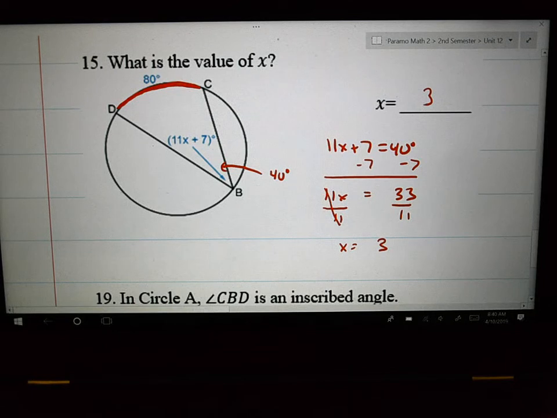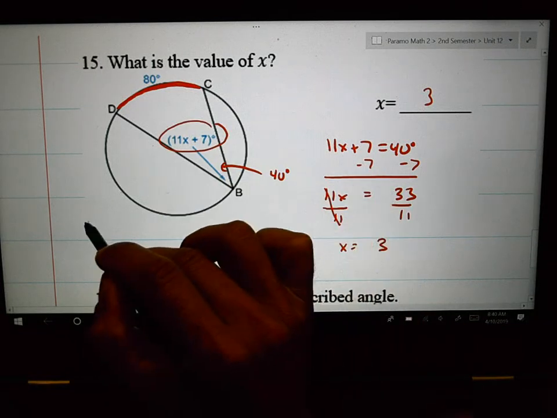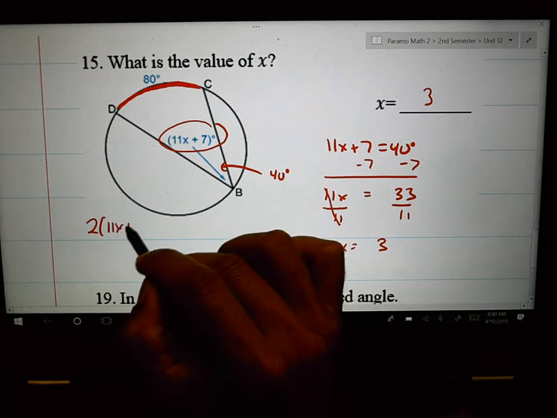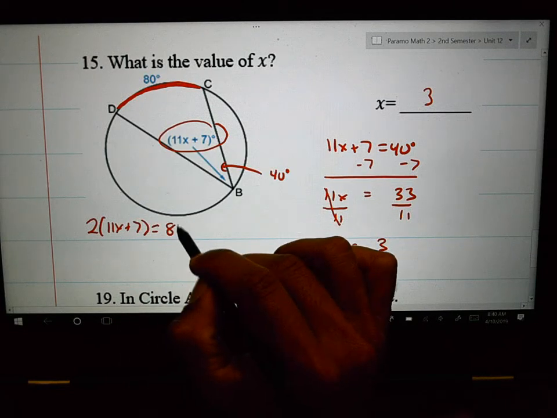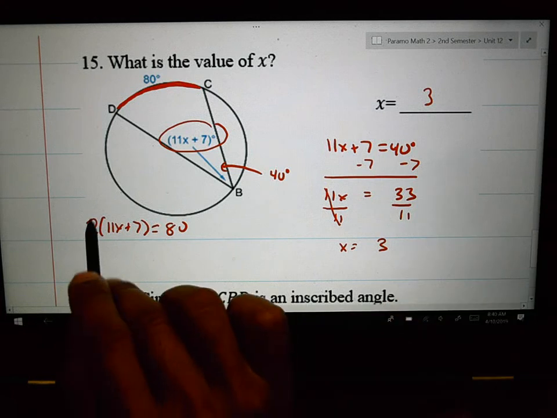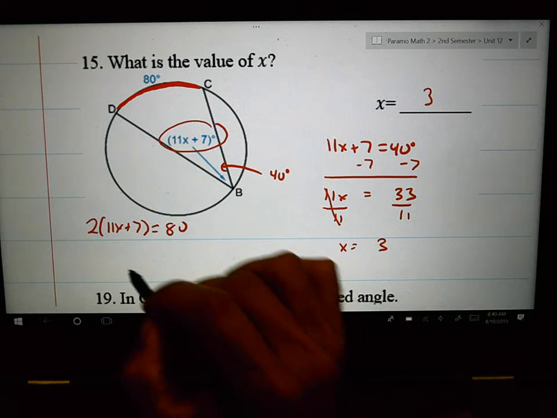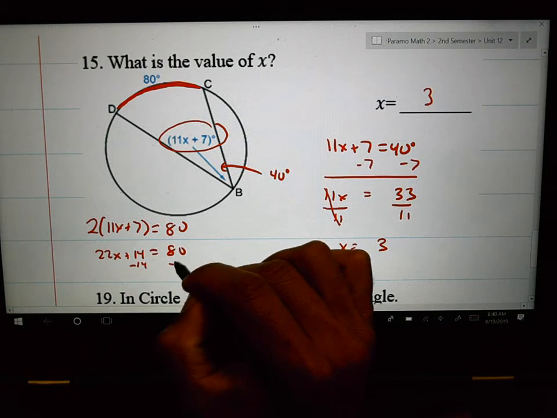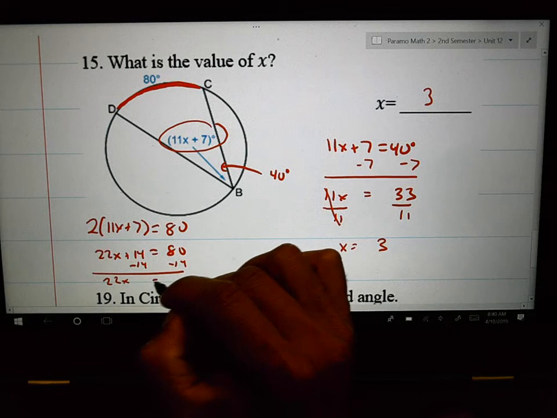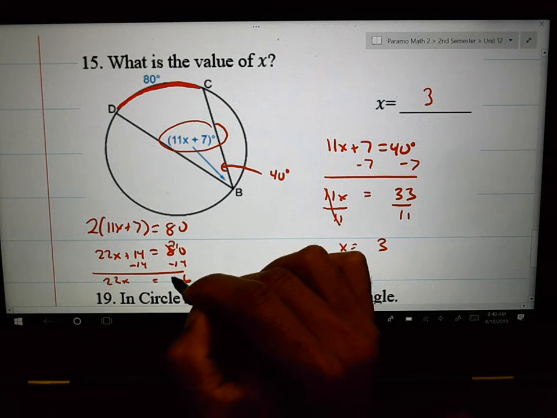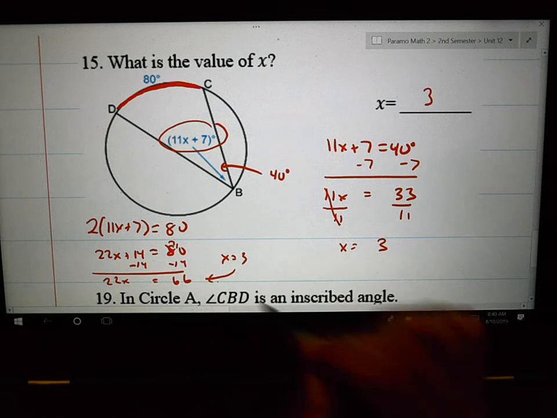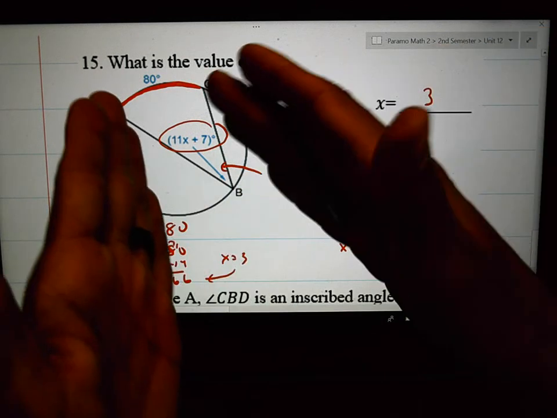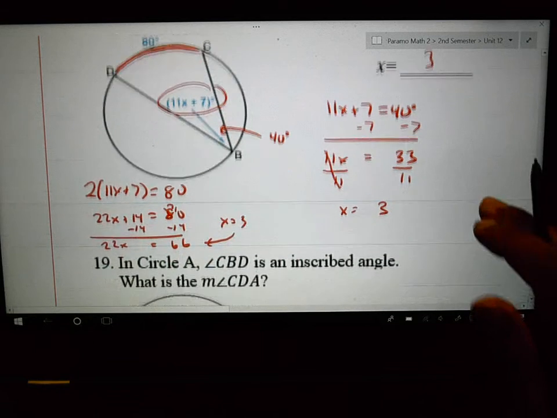If it gets way more complicated than that, sometimes I want to show you the same problem. Sometimes what you might want to do is double the smaller inscribed angle to equal its arc. You could have found the same answer by doubling 11x plus 7 equaling 80. Just to show you real quick, you could have done this as well. 66, and x would also be 3. So you can do it by doubling, or you can do it by doing the half. It is up to you, whatever comes natural.